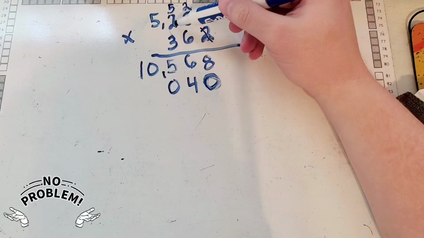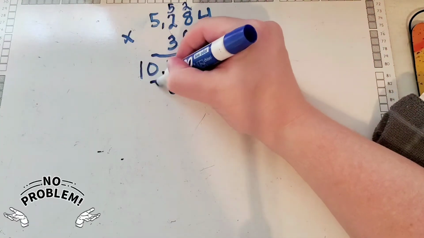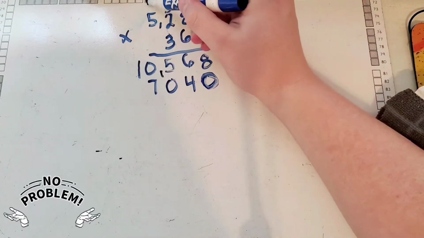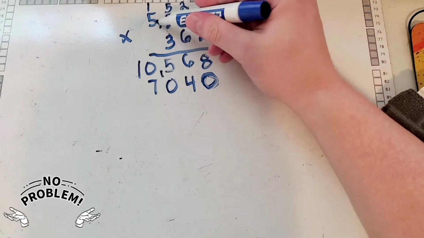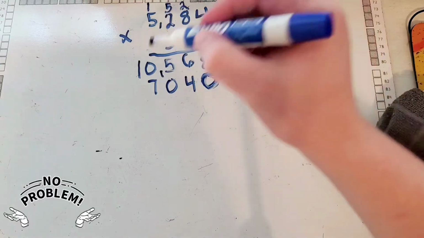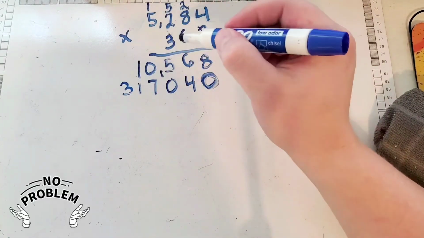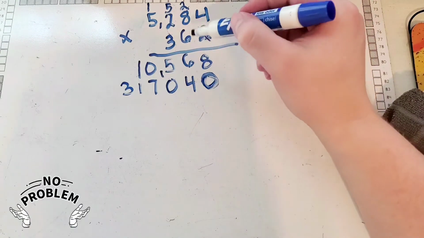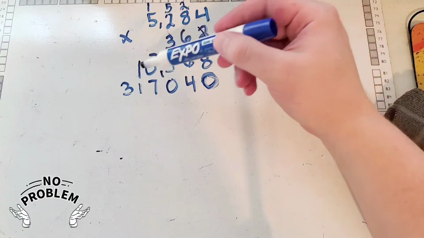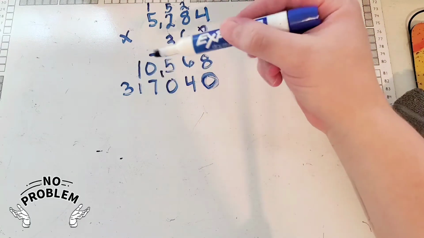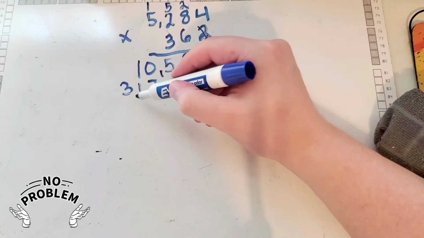6 times 2 is 12, plus 5 more is 17. I'll put my 7 here, put my 1 up here. And then I've got 6 times 5 is 30, plus 1 more is 31. So I can put my 1 here and my 3 because there's nothing else to add it to. So 5,284 times 60 is 317,040. So 1, 2, 3, put my comma, 1, 2, 3.